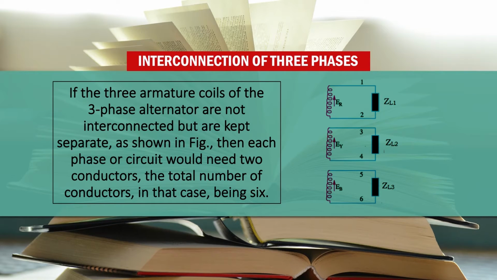So in star connection, what will happen? Only 3 wires will be required, or if you are taking out the neutral, then 3 phase 4 wire will be required. But in case of delta, only 3 wires will be required, that is R, Y, B. Otherwise, each transmission cable would contain 6 conductors, which would make the whole system complicated and expensive. Hence, the 3 phases are generally interconnected, which results in saving of copper.